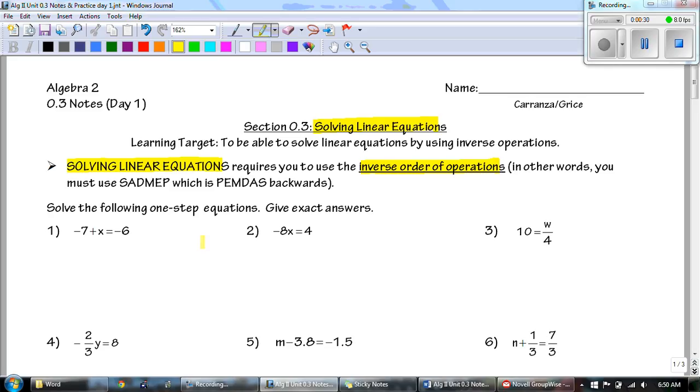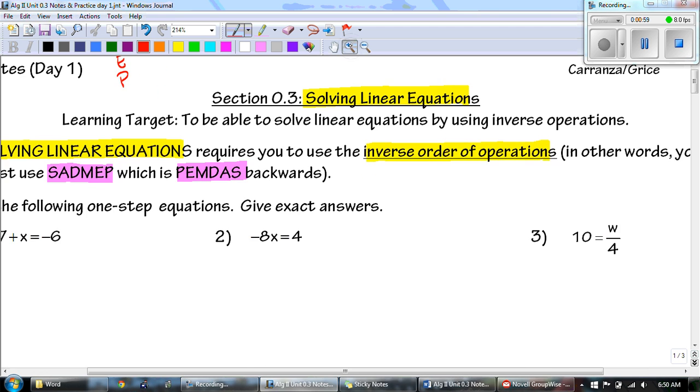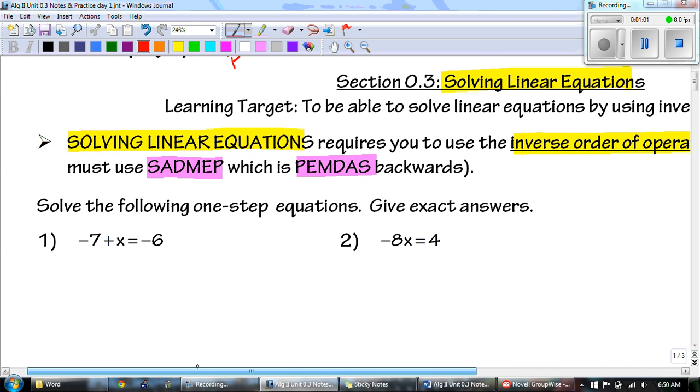So, in other words, you must use SADMAP. Like what? SADMAP? SADMAP, which is PEMDAS backwards. Okay, so with SADMAP, we'd be looking at subtraction and addition first, division, multiplication, exponents, parentheses. So we're kind of working backwards from what we're trying to do. And we always want to get the variable, the letter, by itself.